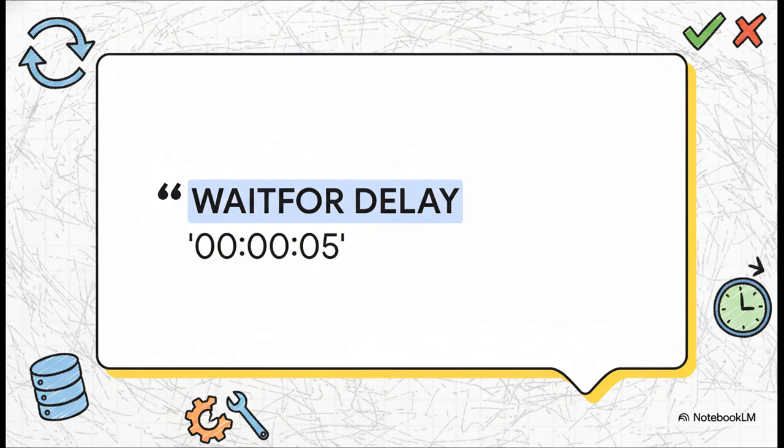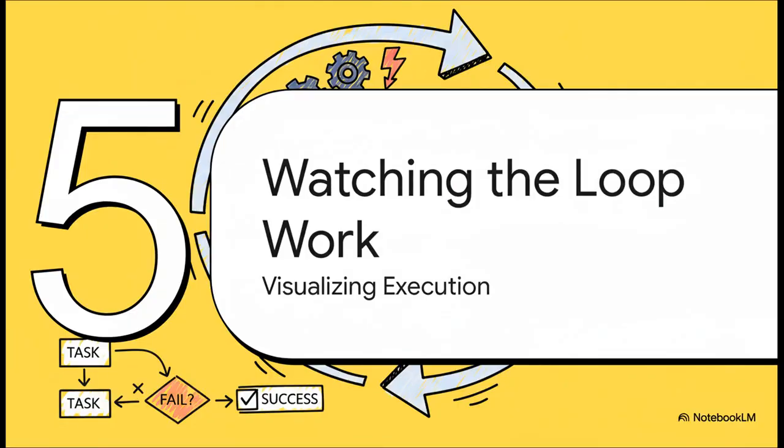In this case, we're waiting for 5 seconds, but you could make this value whatever you want. It could even be driven by another variable. After this little wait, the loop finishes its current cycle and gets ready to try the main task all over again. So, we've built the logic. Now let's see this thing in action.